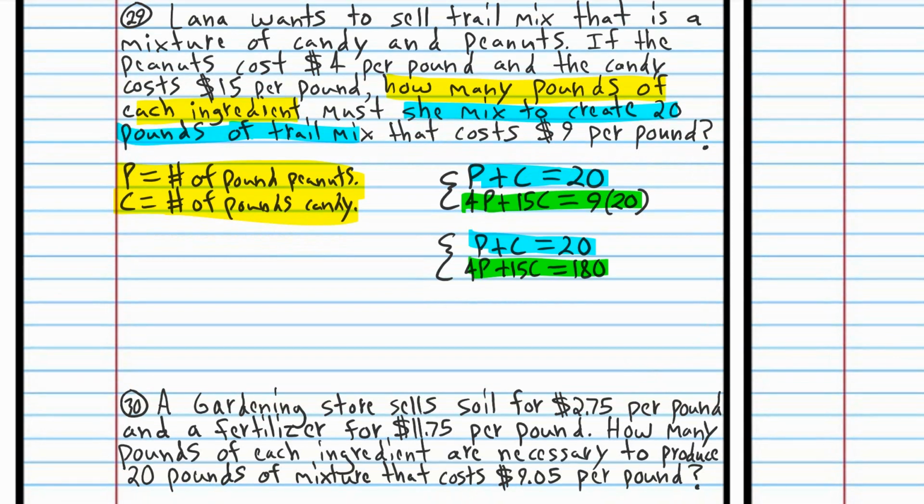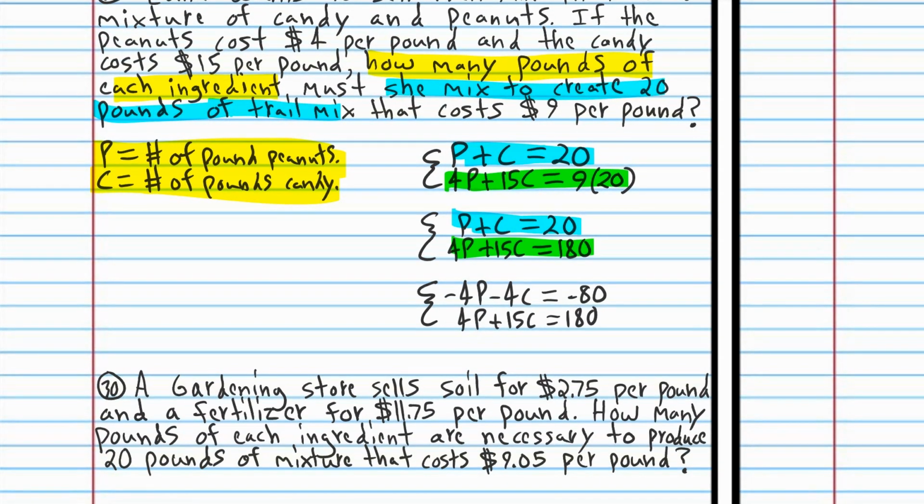So we're going to multiply both sides of the top equation by -4, and now we can eliminate, and we get 100 and 11C. So divide both sides by 11 and we get a repeating decimal.